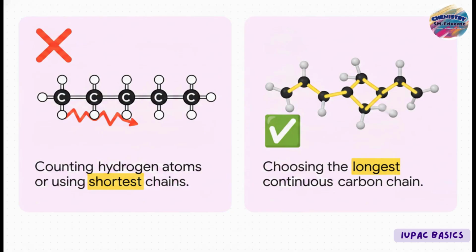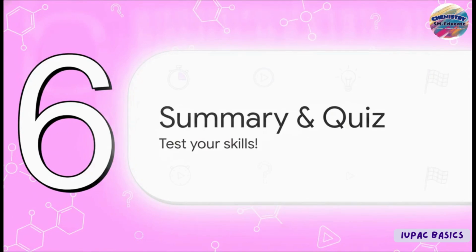Furthermore, students often just look at a compound and quickly pick the most obvious straight line of carbons, even if a longer chain actually bends around a corner. That is a trap, and it's wrong. You must always hunt for and trace the absolute longest continuous carbon chain, no matter how much it twists or turns on the paper.